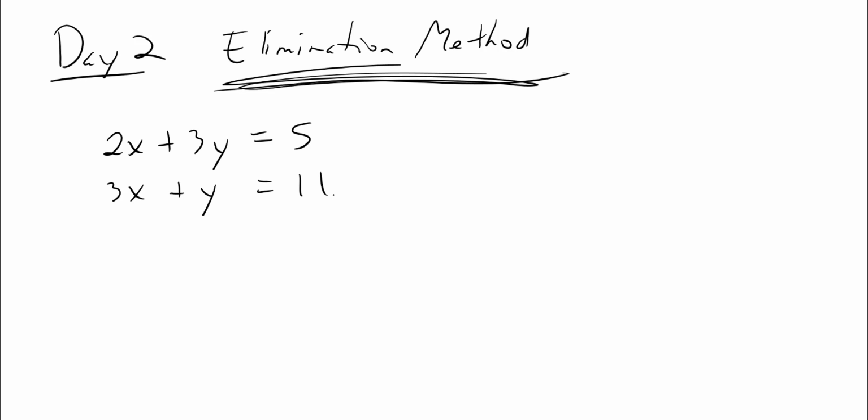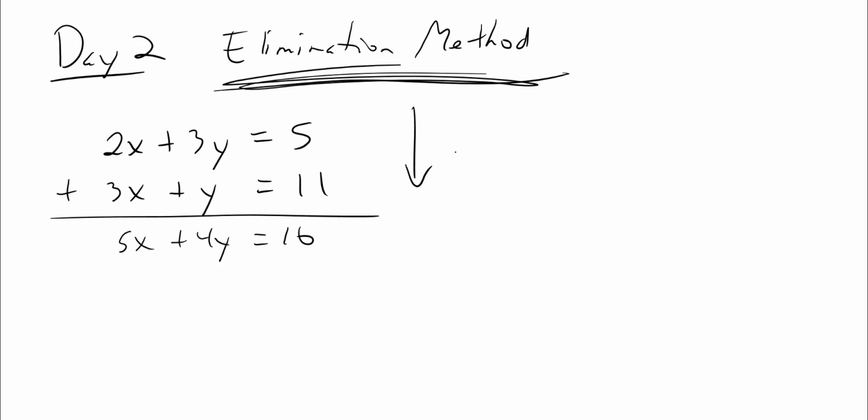This is how it works. You're eliminating one of the two variables. I'm going to draw a little plus here, and I'm going to add this together. Pay attention to what I'm doing. If I say 2x plus 3x, I get 5x. If I get 3y plus 1y, I get 4y. And if I get 5 plus 11, I get 16. So what I'm doing is adding going down.